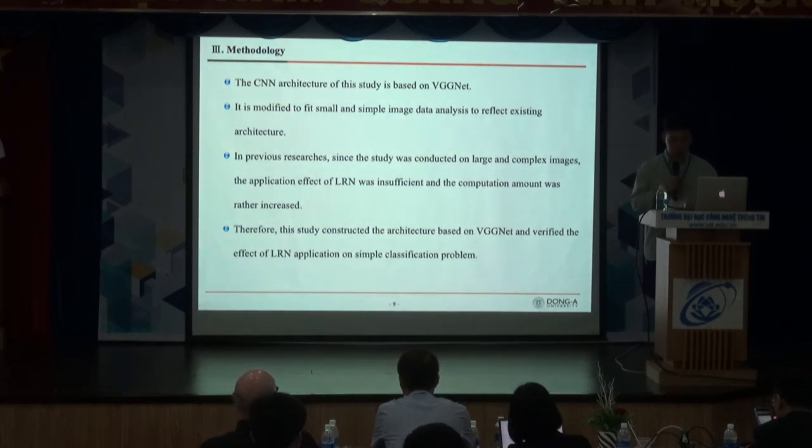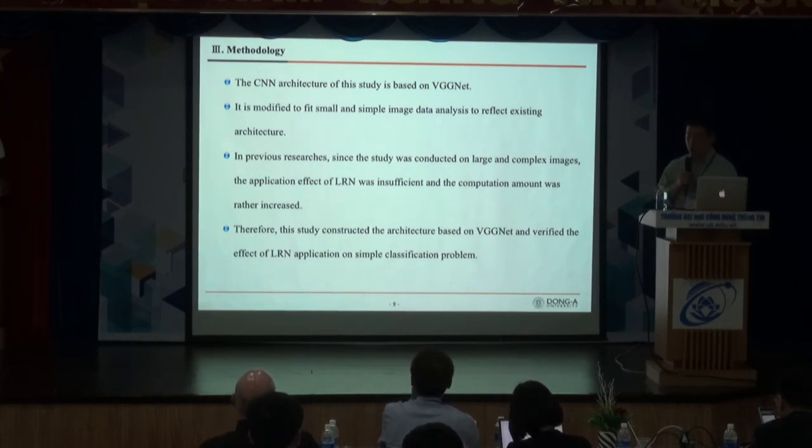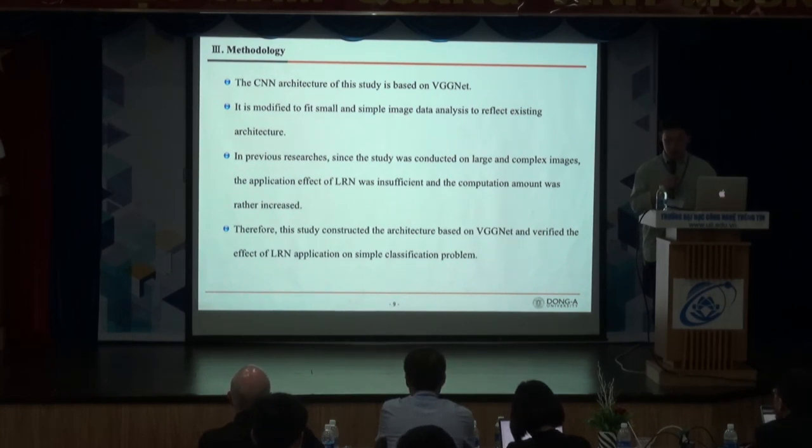As mentioned earlier, the CNN architecture of this study is based on VGGNet. It is modified to fit small and simple images, reflecting the existing architecture. In previous research, since the study was conducted on large and complex images, the application effect of LRN was insufficient and the computation amount was increased. Therefore, this study constructed the architecture based on VGGNet and verified the effect of LRN application on a simple classification problem.